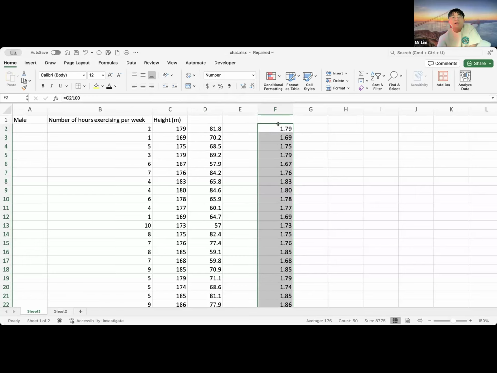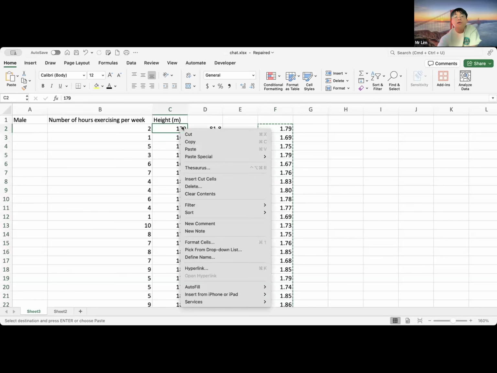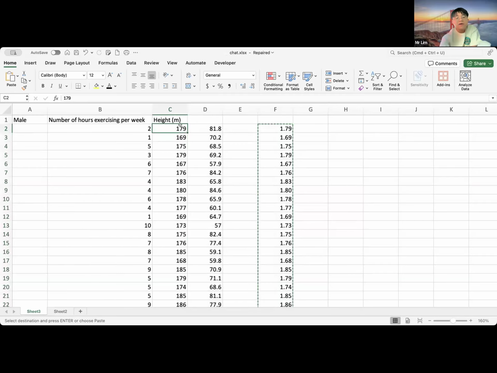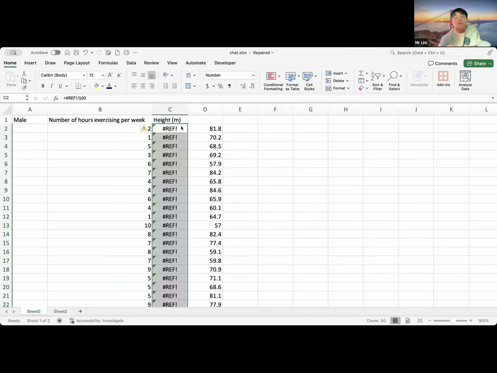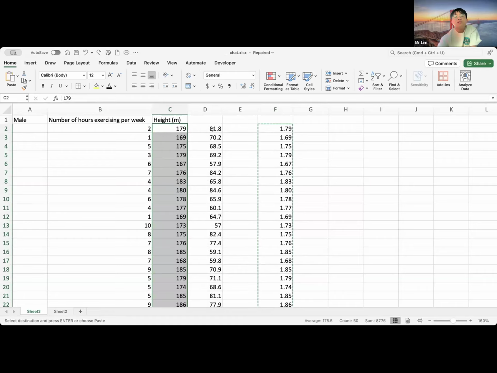Now I want to replace this data over here. So what you can do is you just copy or cut it, Control X, and then paste it over here. If you just directly paste it, you would have a reference error. Because originally they are referring to this. For example, 1.79 is referring to 179. But if you paste it here, your original data has already gone. So the 1.79 is no more referring to 179 divided by 100 because the 179 has disappeared.